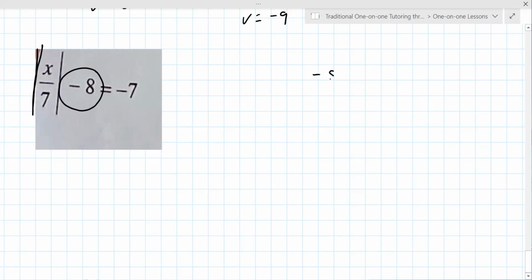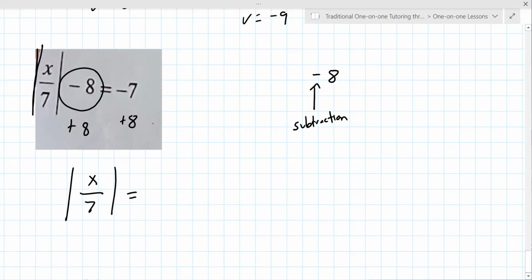I kind of just told you it's -8, but that operator is subtraction. So how do you undo subtraction? You add. You're going to add 8 to both sides. Very good. So on the left, it's still the absolute value of x over 7 equals, what is -7 plus 8? -7 plus 8.